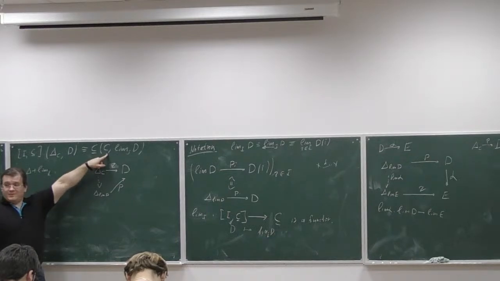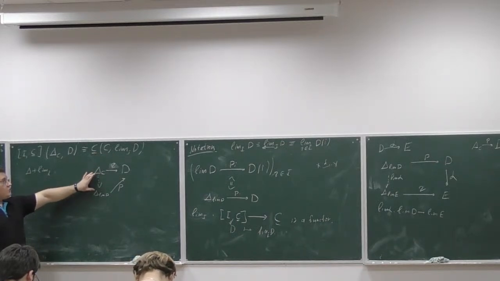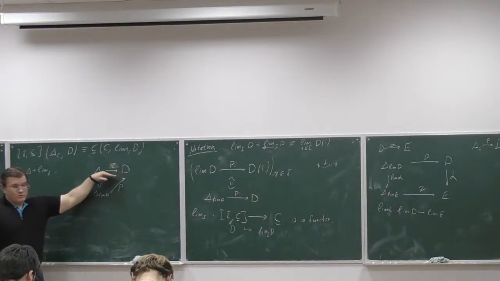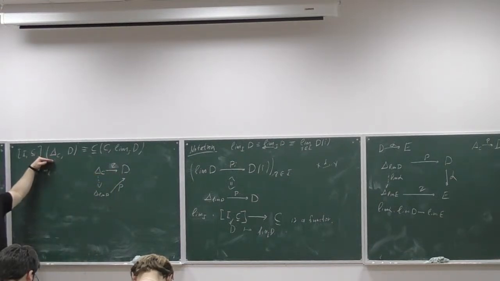This map. And if you have a map here, this gives you a map here. You just take composition with canonical projections, and you get this natural transformation. Okay, examples.